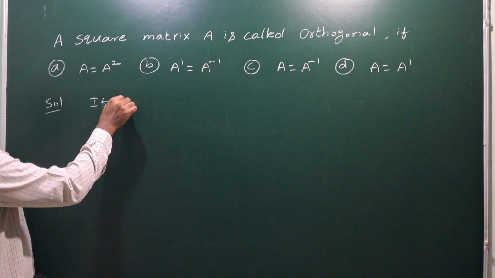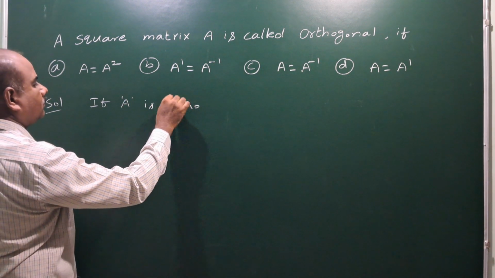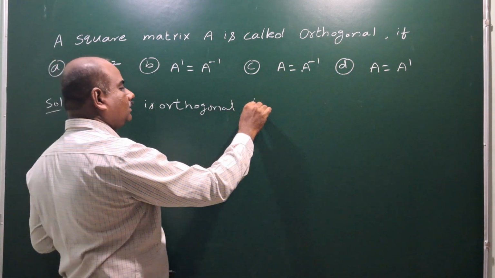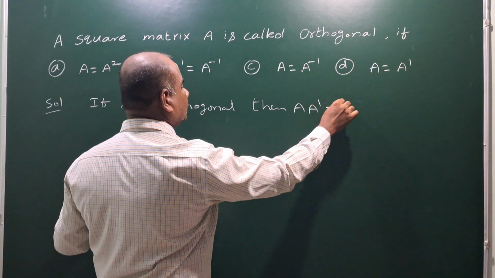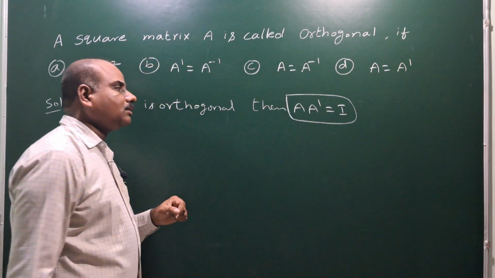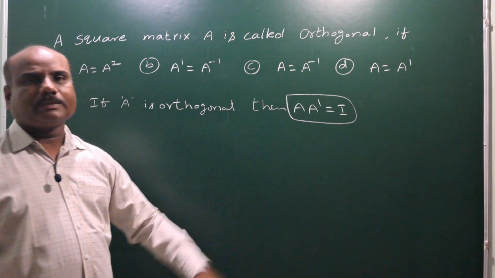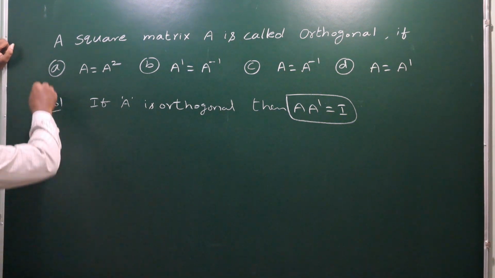If A is orthogonal, then A A dash is equal to I. So this is the condition for orthogonal matrix. If A A dash is equal to I, then A is said to be orthogonal. Okay. So here option A is not correct.